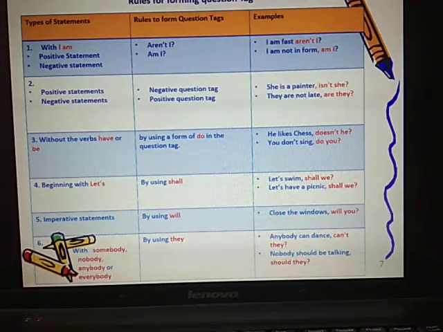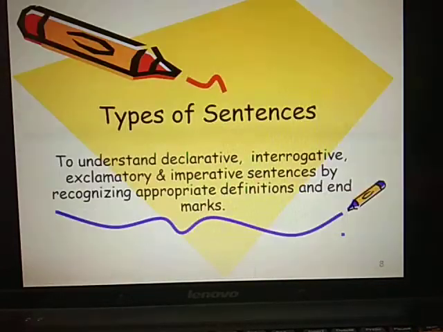Now with an imperative sentence, we use will. Close the windows, because we are ordering someone, close the windows. So, will you? Because we are saying to the second person only to close the window, no? So we will say will you. Okay.